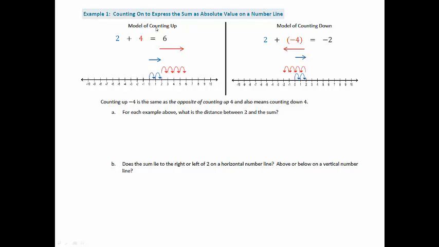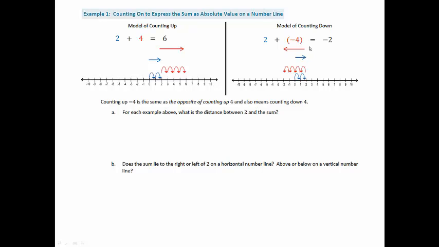When we talk about a sum, we usually talk about the first number as being the p value. We use the variable p to represent it. And the second value as being the q value. We use the little variable q to represent it. So for the first value, we're starting at 0, and we are counting up 2. And then our q value is 4, so we're going to count up 4 more. And we end up at 6.